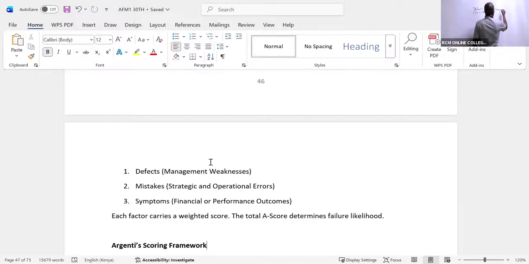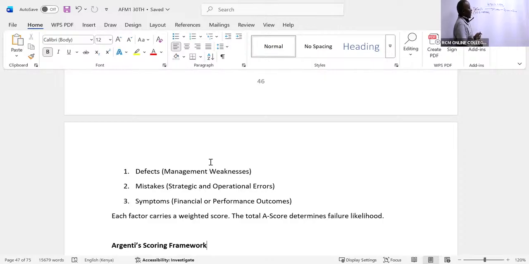After mistakes, of course, now we shall be able to see symptoms. Unfortunately, by the time we are seeing symptoms, it is really too late. So in this case here, we'll expect what we call failure. This is what I want you to draw. Anytime they ask you about Argenti's A-score model, you must always draw that.